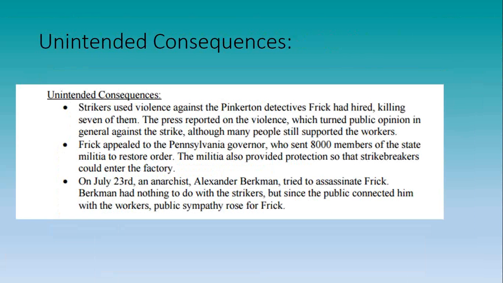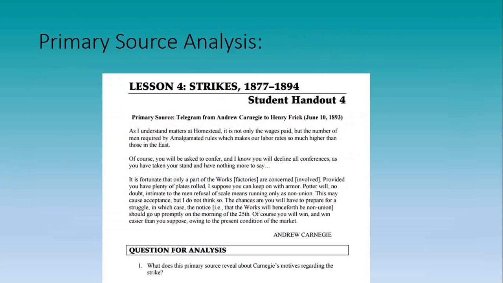Now, the last part of a decision-making activity is great because it brings it together and gives you some primary source that's related specifically to this situation. So here you can see that our primary source is a telegram from Andrew Carnegie to Henry Frick talking about what to do or what might be done. And here the students answer just one question about the primary source, but it's a good, deep question.